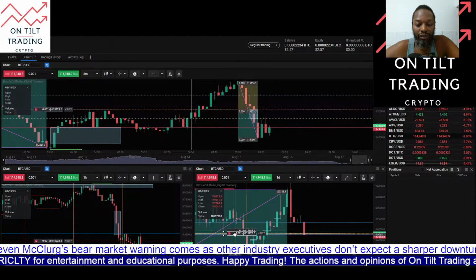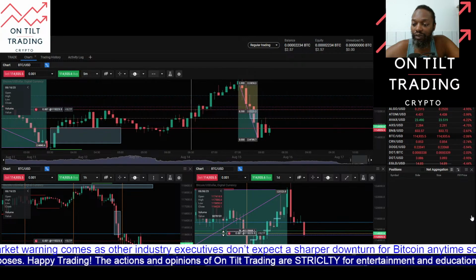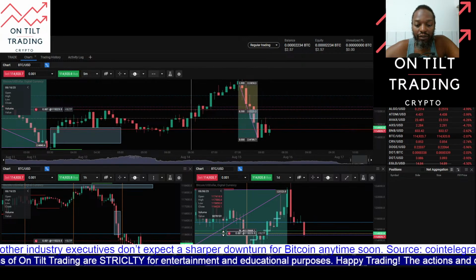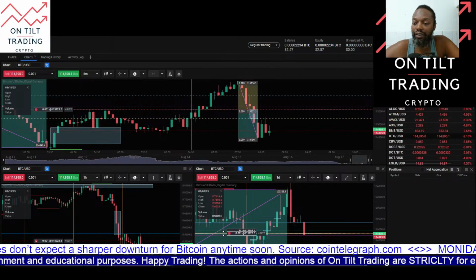Then this target here on the daily, you can see, is targeting this swing low here. There's a swing low here that my target is also set to.